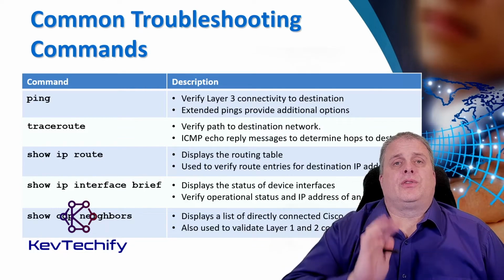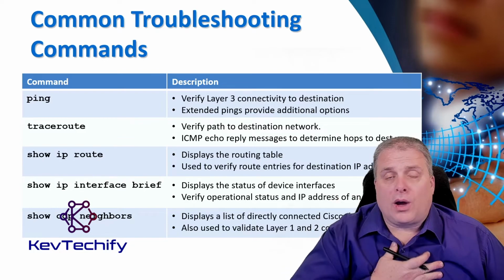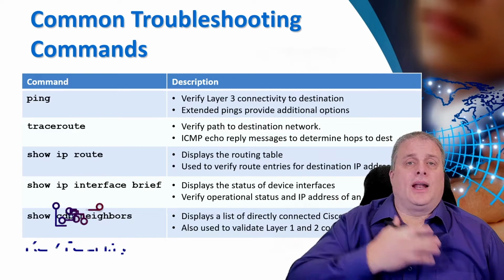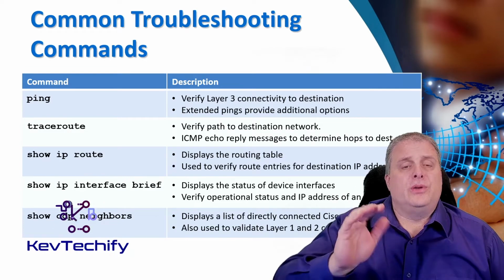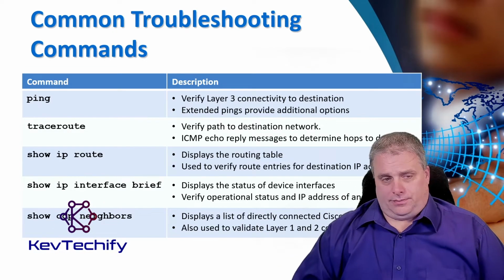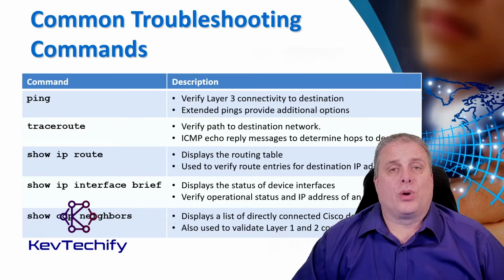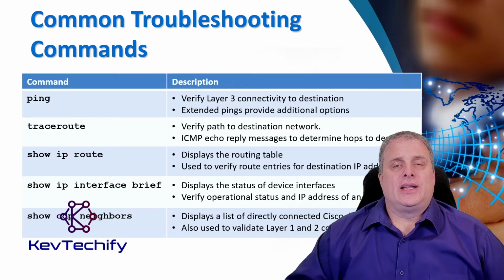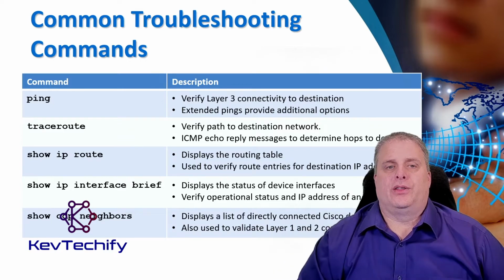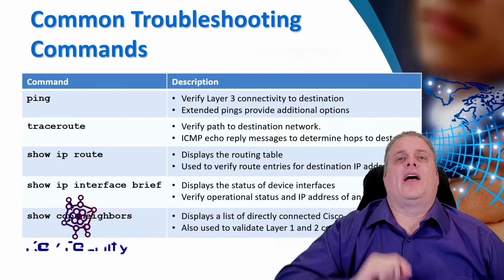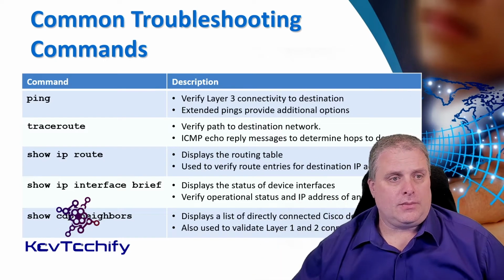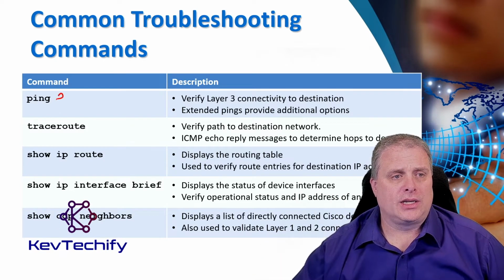Here are several tools that I personally use all the time, that I know a lot of people use to troubleshoot our networks. First one is the ping command. It's an ICMP protocol. The ping command, there's two steps to it. The first step is it sends out an echo request.